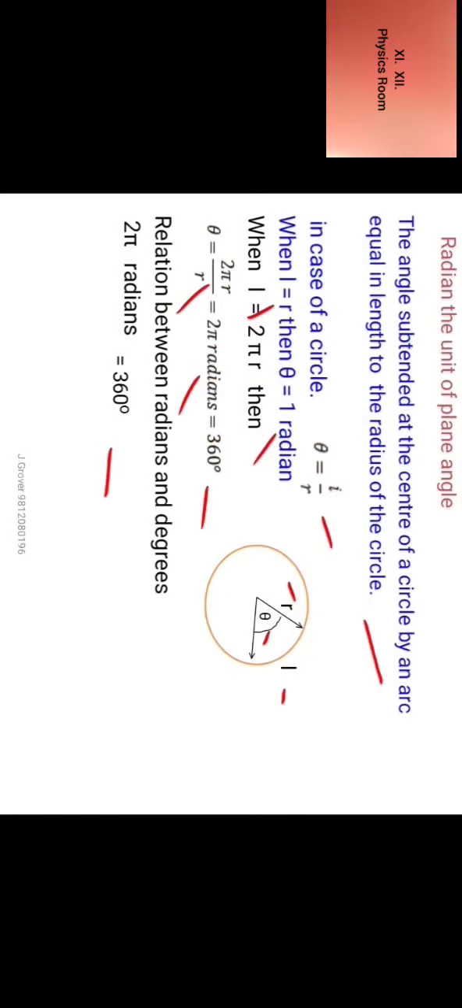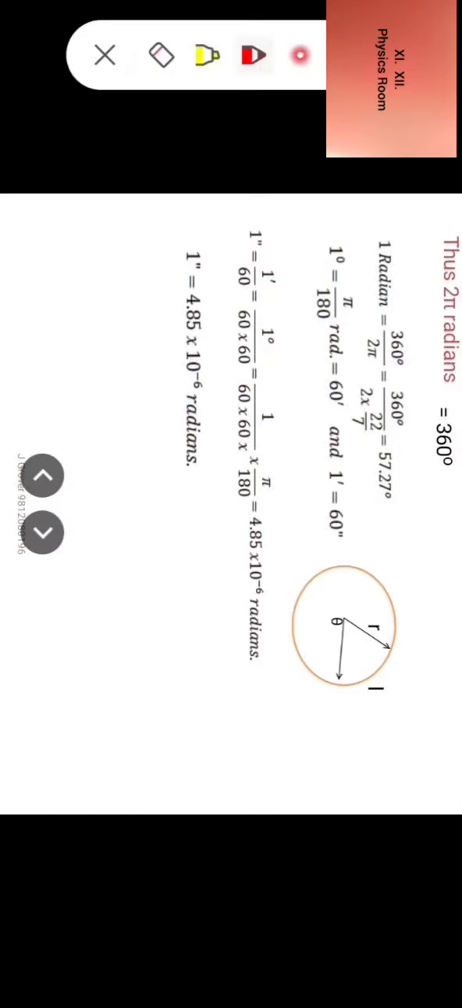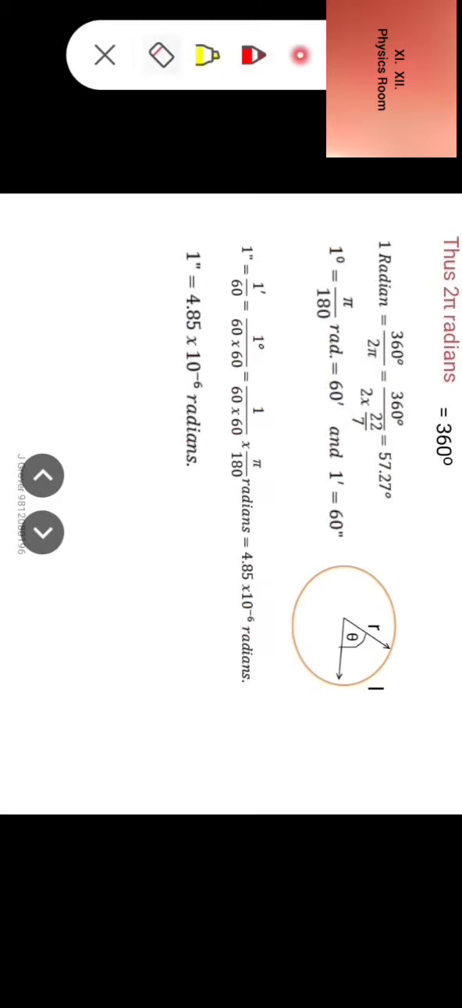This is a relation we can use for conversion of degrees into radians, because normally angles are given in degrees, minutes and seconds. So we have to convert them into radians. So you can use this relation for conversion. Now consider the relation 2 pi radians is equal to 360 degree. 1 radian is equal to how many degrees? Let us see. Now 1 radian is equal to 360 degree by 2 pi.